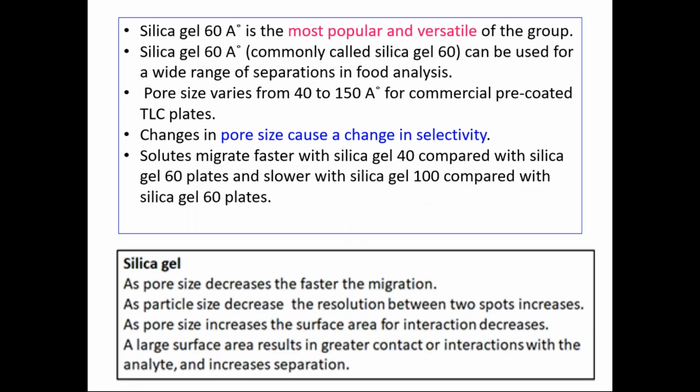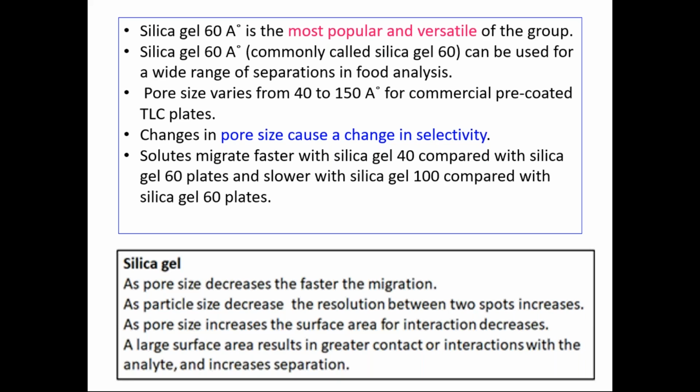So among the silicas, silica gel is the most popular and versatile of the group. Just like Whatman filter paper is the most popular for paper chromatography, silica gel is the most popular and versatile for thin layer chromatography. The silica gel 60 angstrom is commonly called silica gel 60, and it is used for a wide range of separations in food analysis. The pore sizes of the silica will vary from 40 to 150 angstrom for commercially pre-coated plates.